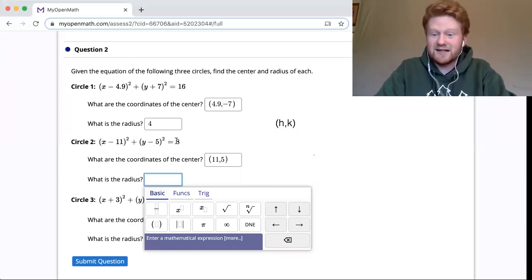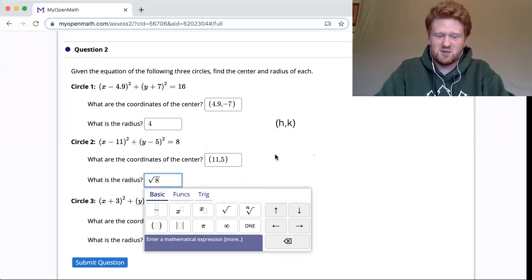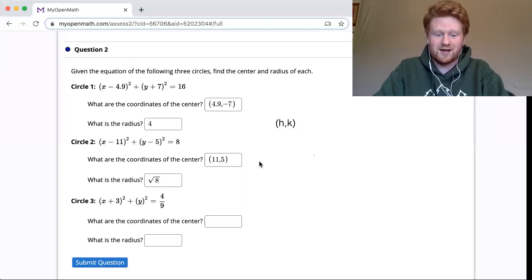so it's not much harder, but it's not going to be a clean integer we get for our radius because we have to take the square root of the right side of the equation to get our radius. So we're going to get the square root of 8, which isn't going to be a clean number, but that's totally okay. All right, down to number 3.